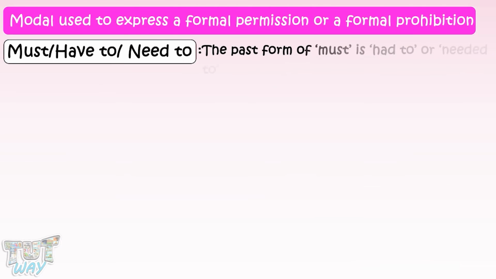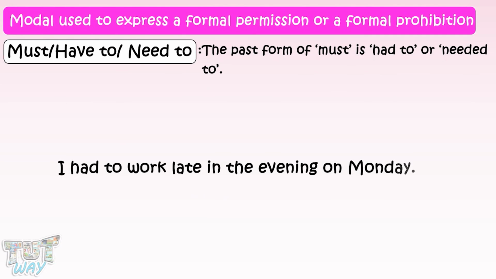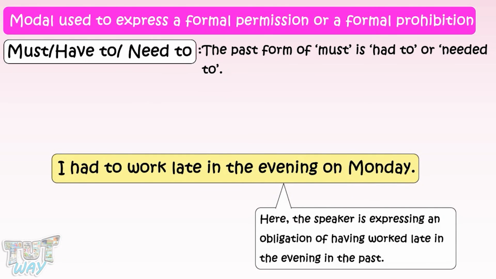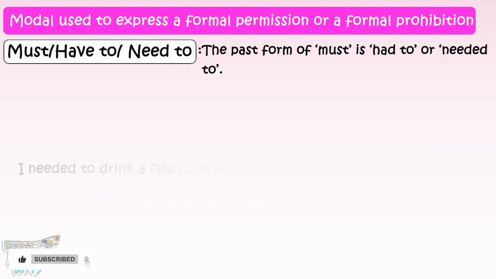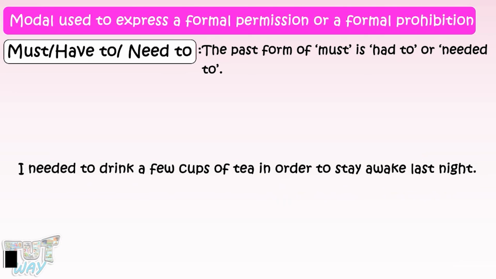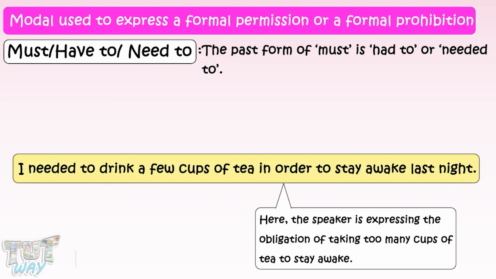And the past form of must is had to or needed to. I had to work late in the evening on Monday. Here, the speaker is expressing an obligation of having worked late in the evening in the past. I needed to drink a few cups of tea in order to stay awake last night. Here, the speaker is expressing the obligation of taking too many cups of tea to stay awake.